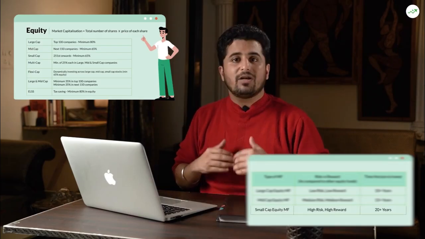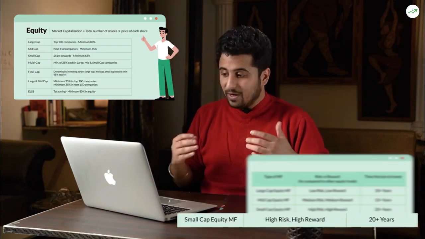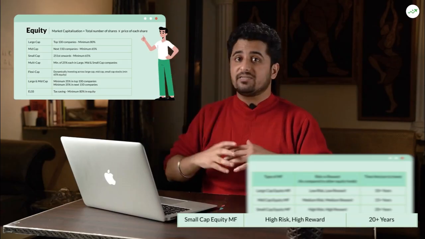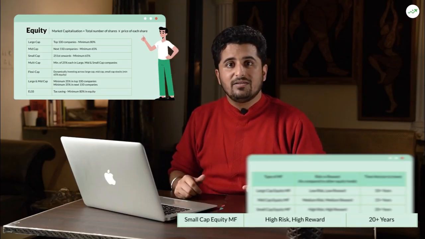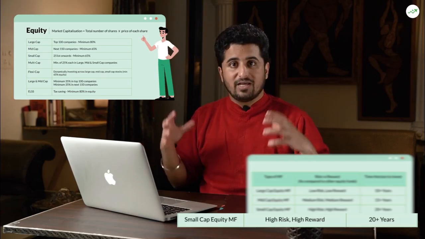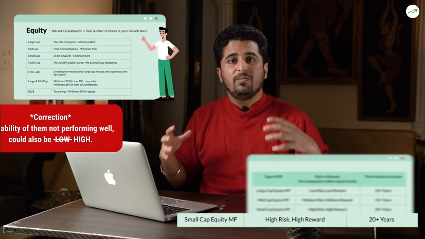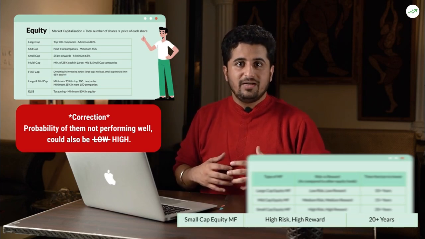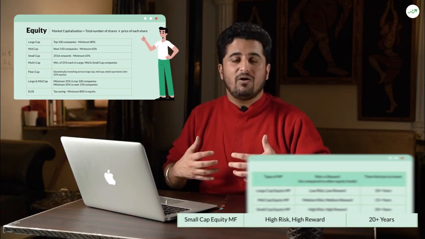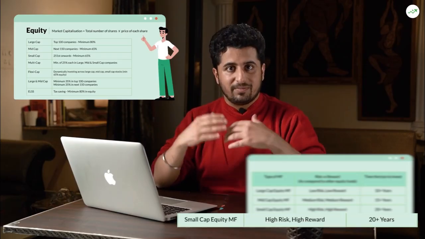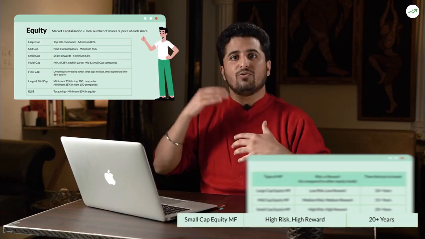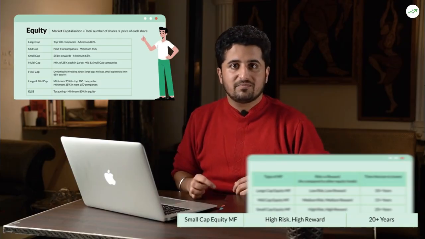And finally, small cap companies, where once again, they can go up to mid or even up to large if they perform very, very well. But as of now, they are at the small stage. So the probability of them not performing well could also be high, right? And so the risk of investing our money into small cap companies is the highest, and the reward is also the highest if they go up to the mid and the large level.